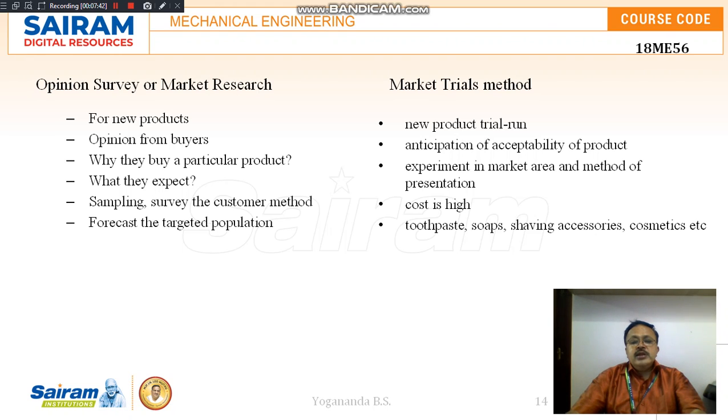Then the market trials method. It is usually done for a new product trial, when the company is going to produce a new product. It anticipates the acceptability of the product, whether the new product is acceptable to the end users, with experiments in the market area and the method of presentation. This method involves too much cost because the product is very new, so advertisements and campaigns have to be done. For example, if the company is going to release a new toothpaste, soap, shaving accessories, or cosmetics.